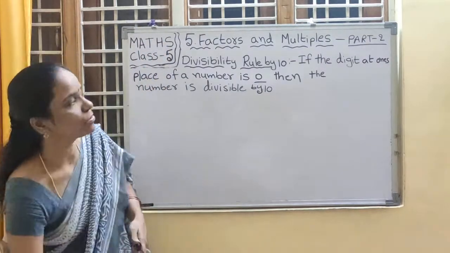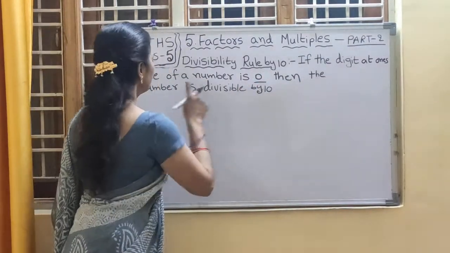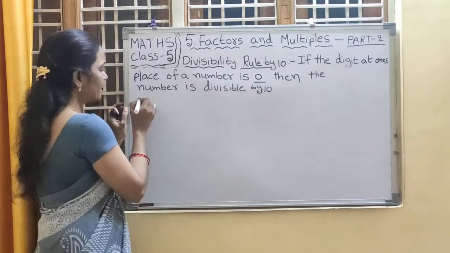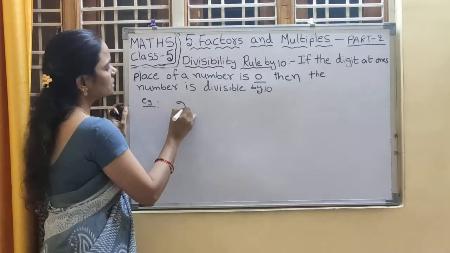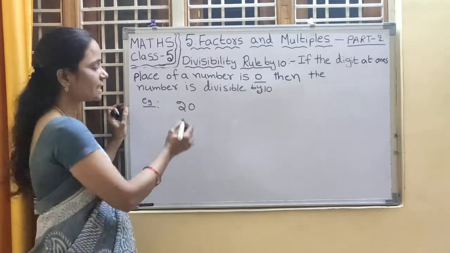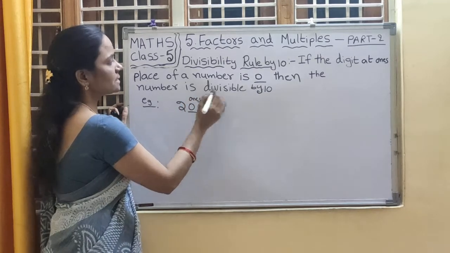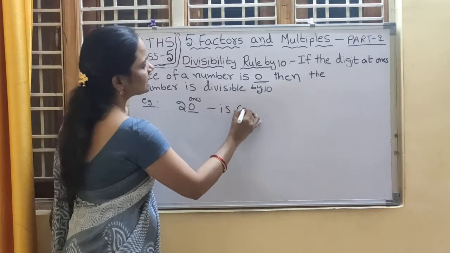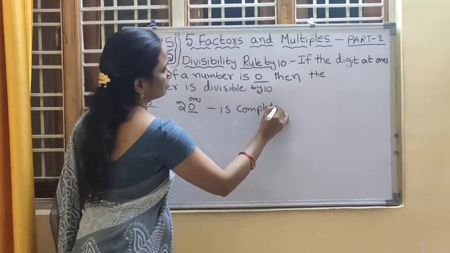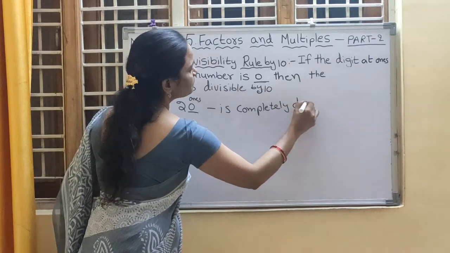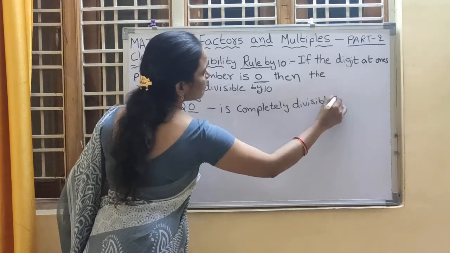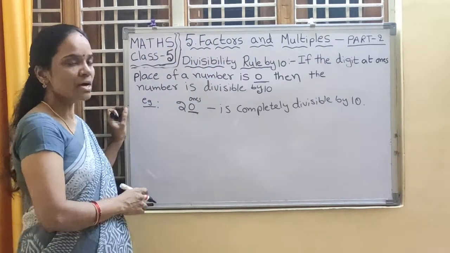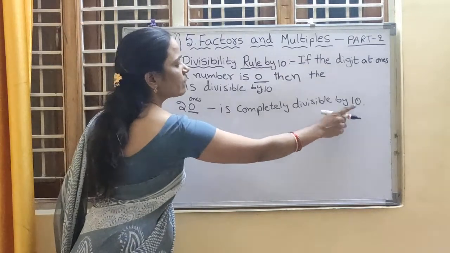So what is the divisibility rule by 10? If the digit at ones place of a number is 0, then the given number is completely divisible by 10. For example, take 20. What is the ones place digit here? 0. If the ones place digit is 0, we can say that 20 is completely divisible by 10.